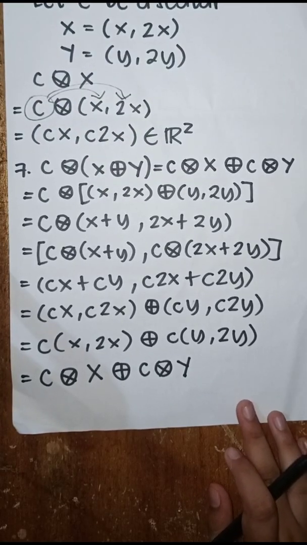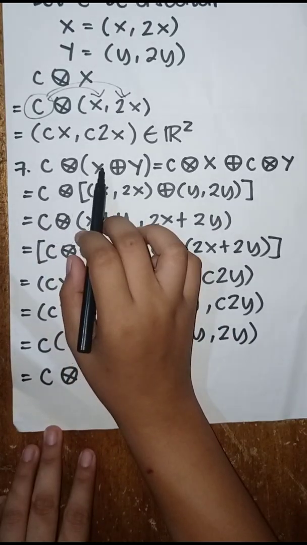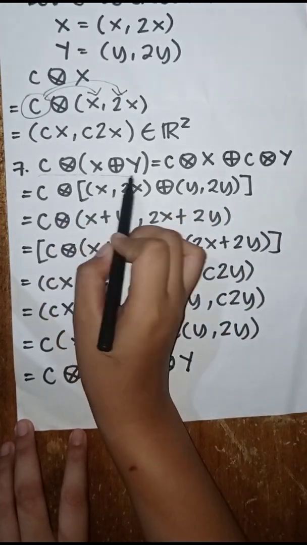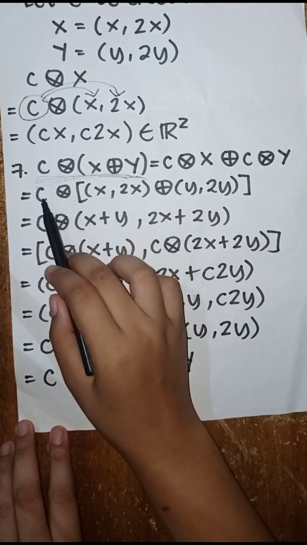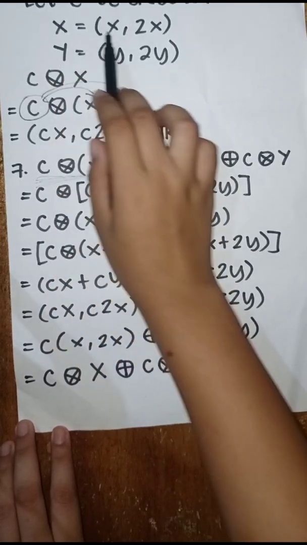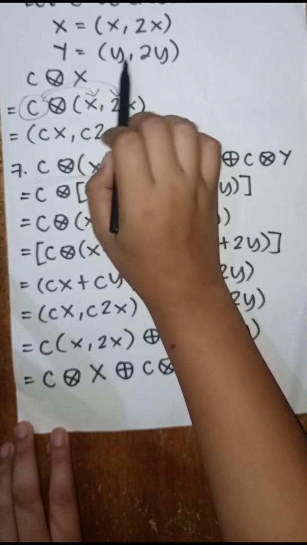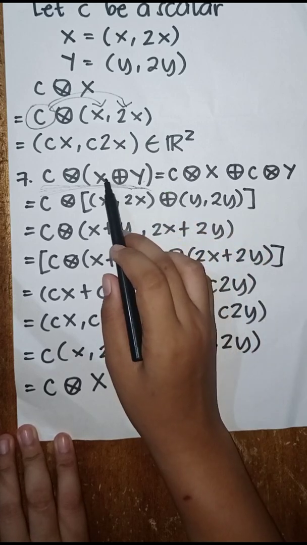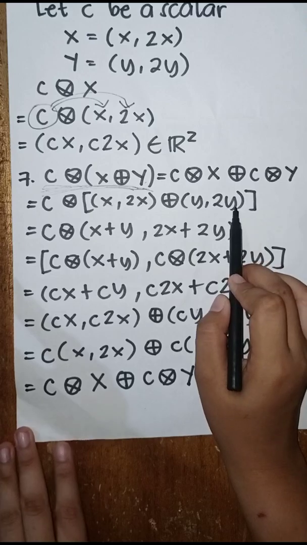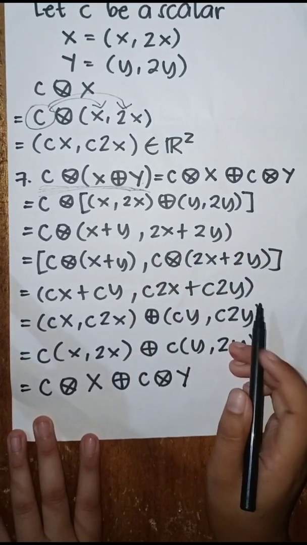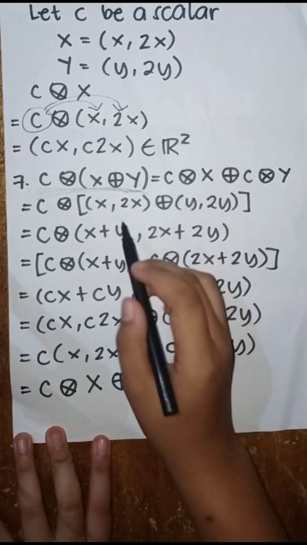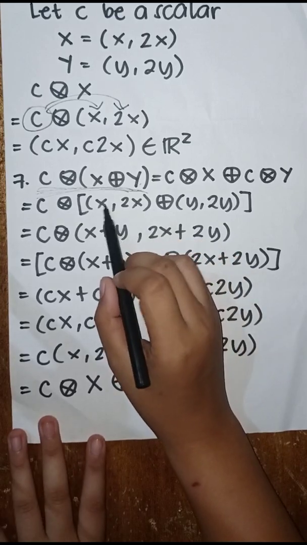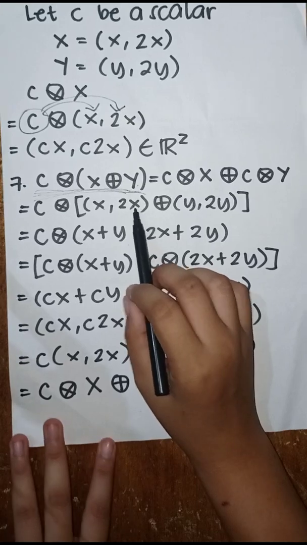Let's move on to the number 7 axiom. So c times the quantity of x plus y is equal to c times x plus c times y. So first, let's follow this first part. Let's copy c, since c is a scalar, x is equal to x, 2x and y is equal to y, 2y. So again, let's substitute the value of x and y. So the value of x, of course, is x, 2x, and y is y, 2y. So let's simplify first the terms inside the bracket. We're going to add the first coordinates in each ordered pair. So we have x plus y, and then the second one, 2x plus 2y.